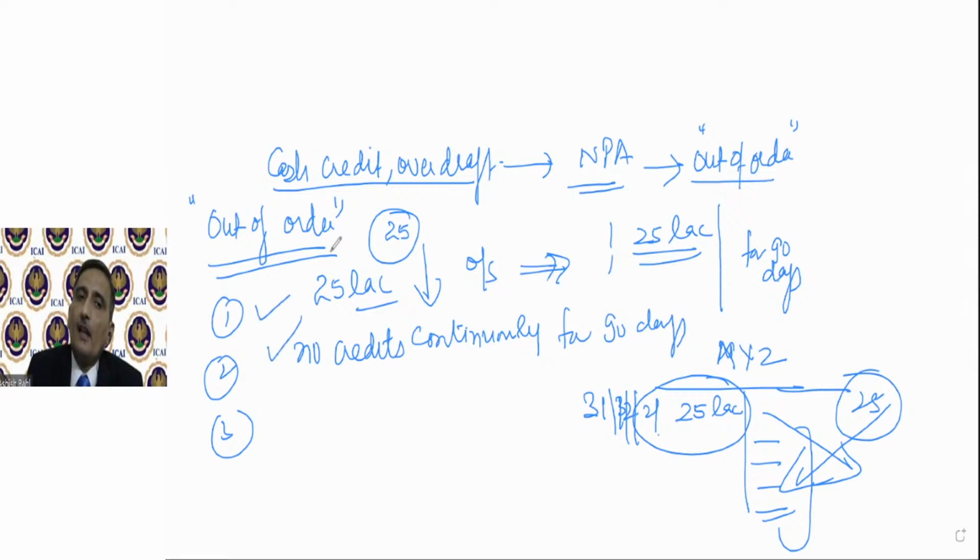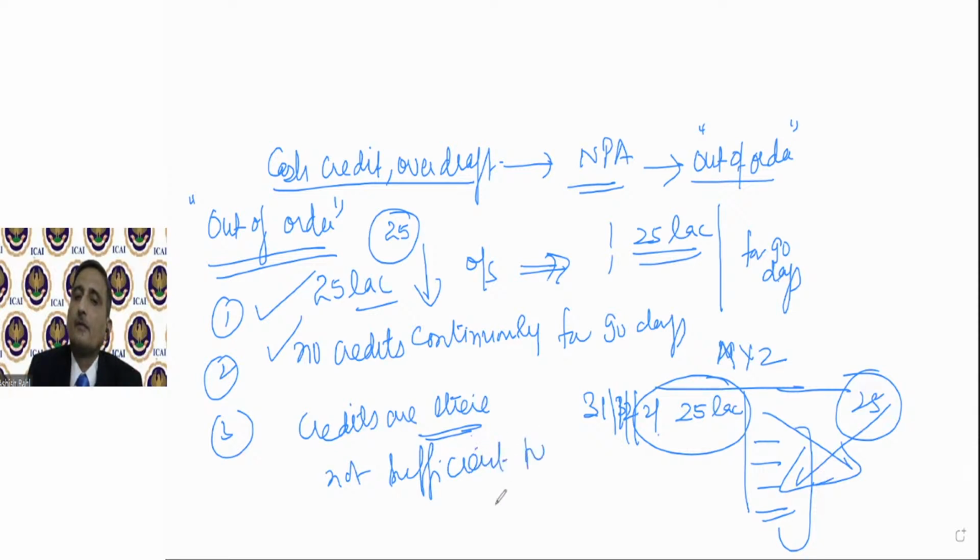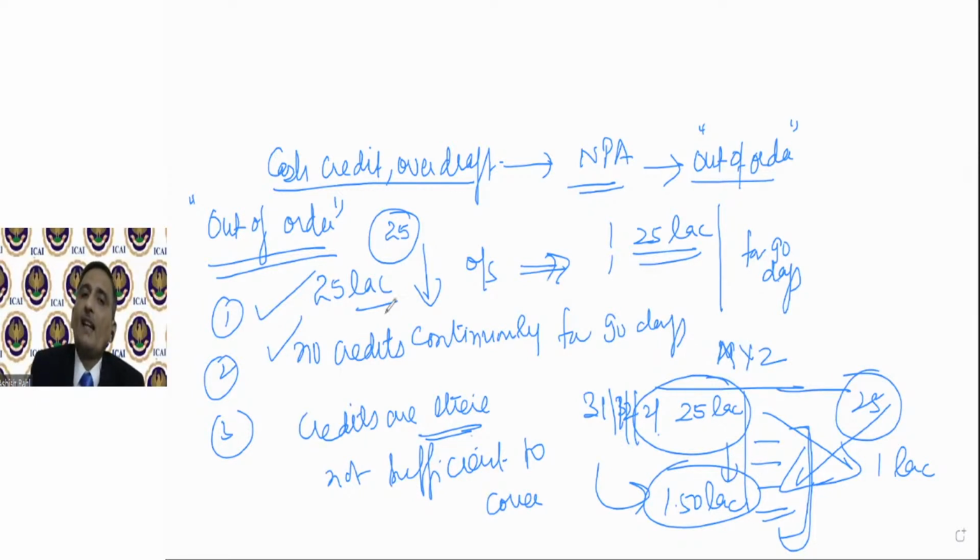So then also the cash credit account becomes NPA. Or credits are there but these are not sufficient to cover interest. Say credits of 1 lakh came within these 3 months, but the interest, suppose, came to 1.5 lakh rupees for this quarter, the 3 months. Then the interest is not fully serviced. So in that case also the account becomes NPA.